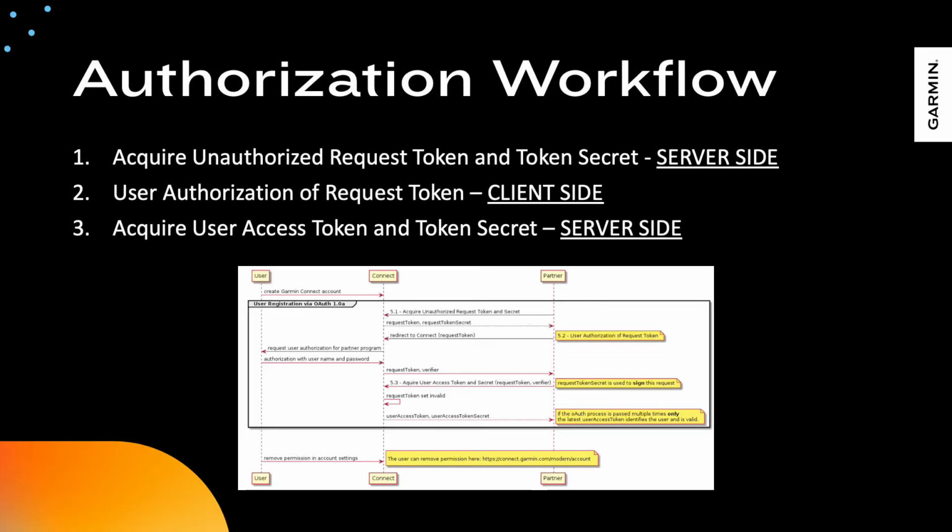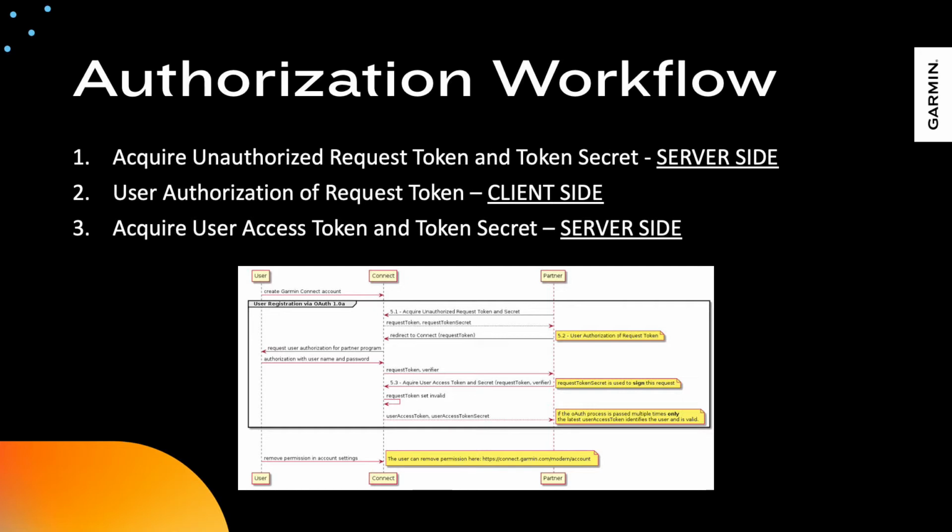A few slides back, we talked about securing your consumer key and secret and mentioned that all communication between your app and the Garmin APIs should be server to server. But how does this impact the authorization workflow? We know that the end user needs to authorize access to their data in a web browser on the client. So what parts of the auth process happen server-side and what parts happen client-side?